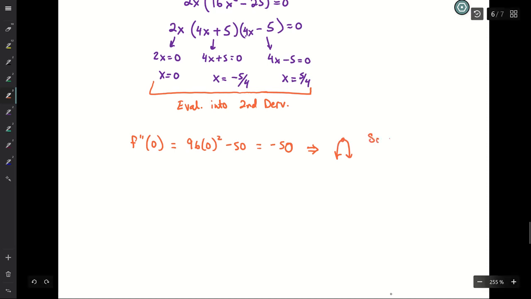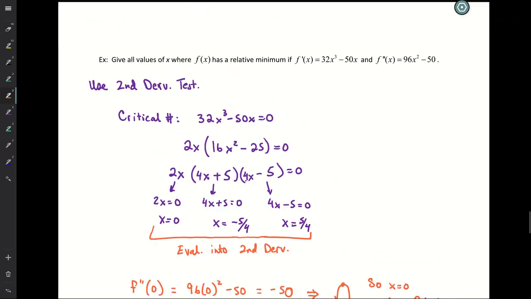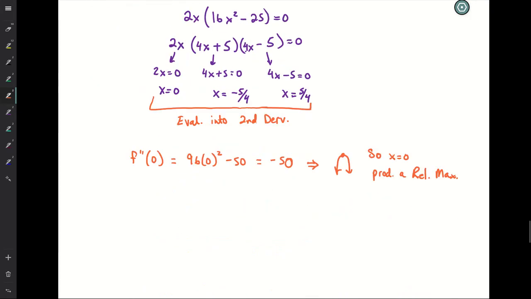So that means that x equals 0 is going to produce a relative maximum. Now, this particular problem, I believe, was asking where we had relative minimums. Okay, so it says give all the values of x where f of x has a relative minimum. So that's not going to be one of them.